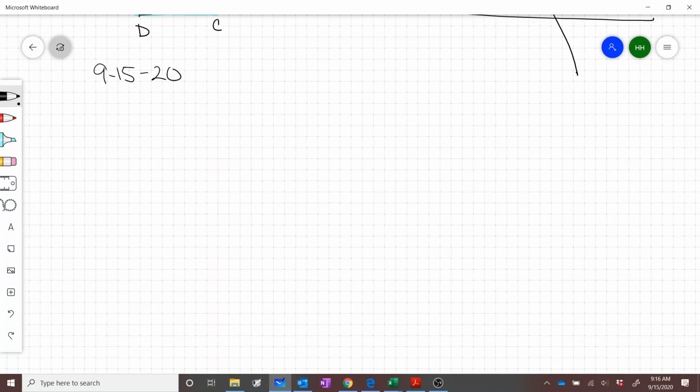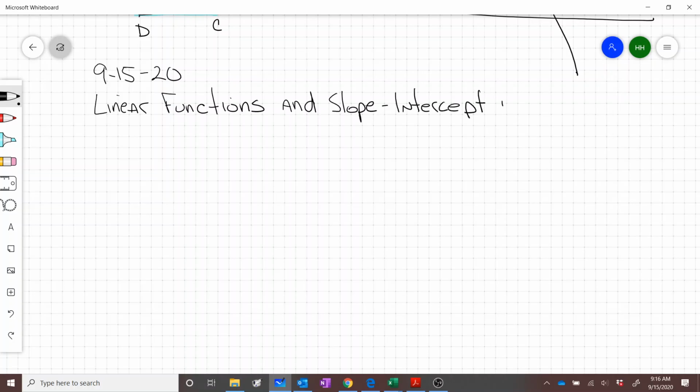All right, in this section and today we're going to be talking about linear functions and slope-intercept form. Linear functions and slope-intercept form.